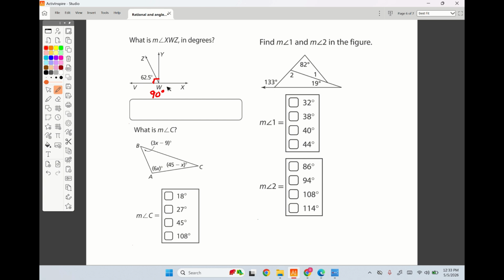And now the other side has to be 90 degrees. So now they're asking for this whole piece here, which is the 90 and the piece that you just calculated over here, 27.5. Add them up and you get your answer.